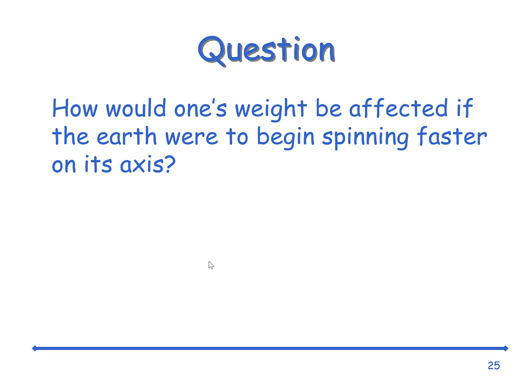Here, I think for most of us at this point, it's pretty easy to see that if the Earth were to begin spinning faster, that acceleration we're experiencing, that tangential speed, would be greater, so therefore we would weigh less if we began spinning faster.